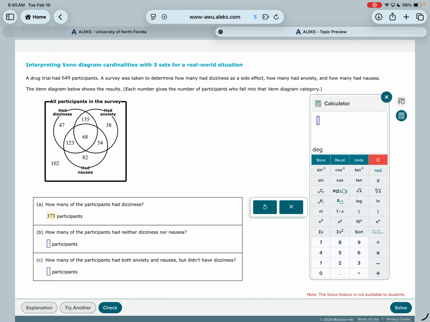How many of the participants had neither dizziness nor nausea? Neither dizziness nor nausea. So I don't want anything in the dizziness or the nausea circle. So it'd be 38 plus, do not forget the 102, 140.